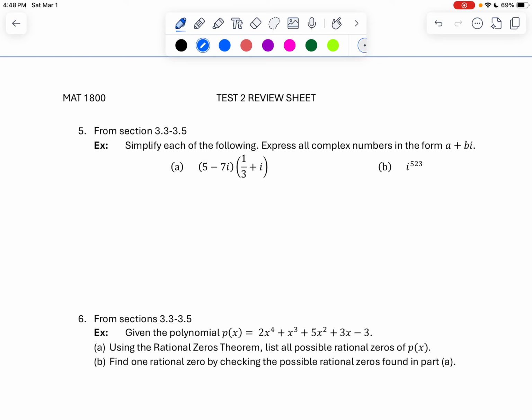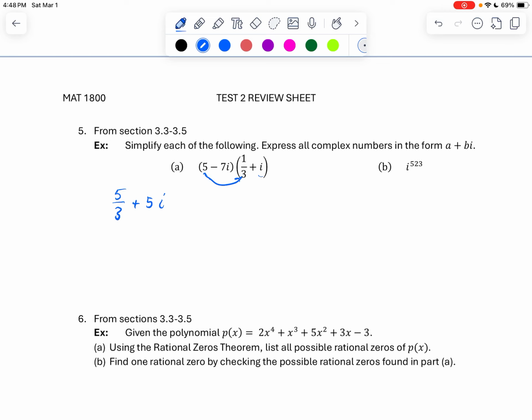So you can do a horizontal multiplication, which means we start with the first term here, multiply it with the first term in the second factor, and we get 5/3. Then we multiply 5 with the second term in the expression, which is I. So we get 5I. So 5/3 plus 5I.